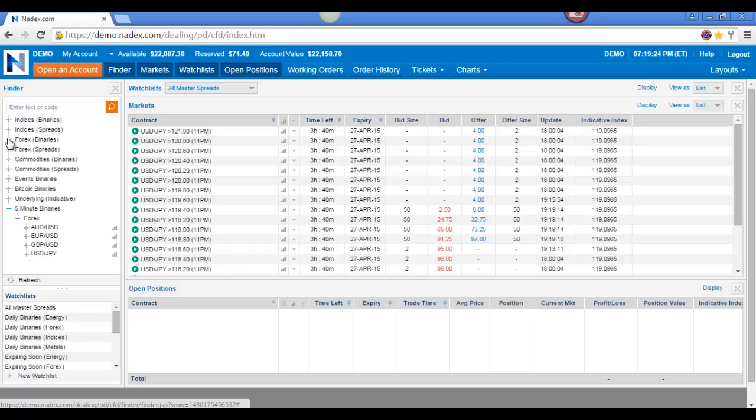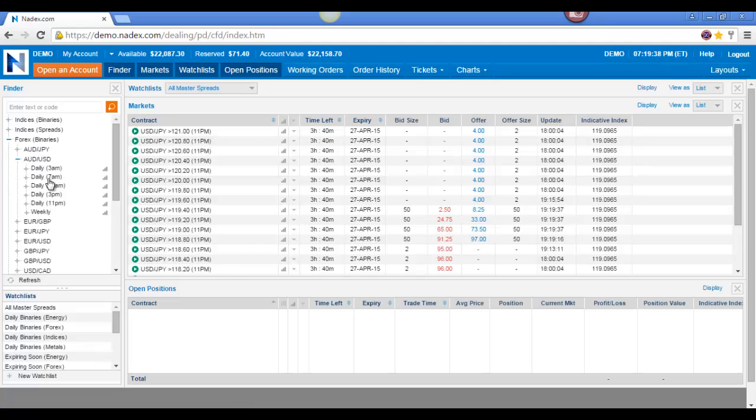Somebody's asking, what are the daily, Gabrielle, you're asking, what time do the end of day trades for Forex binaries expire? If you go right here to Forex binaries, and let's just take a look here at Aussie dollar, for example, okay? Right now, there's five different daily expirations on the Forex pairs. You've got 3 a.m., 7 a.m., 11 a.m., 3 p.m., and 11 p.m. Those are considered dailies, okay?